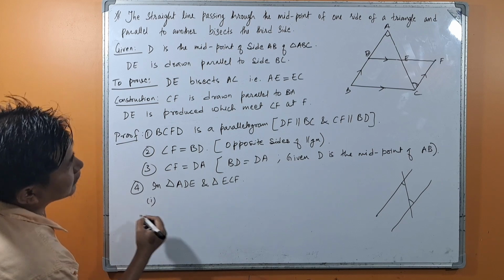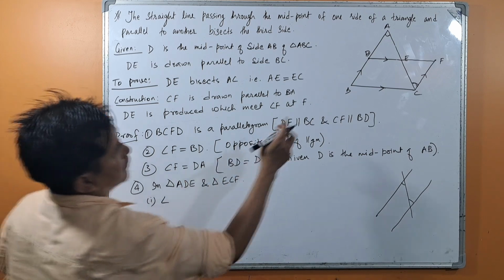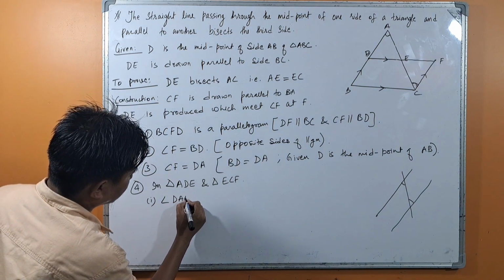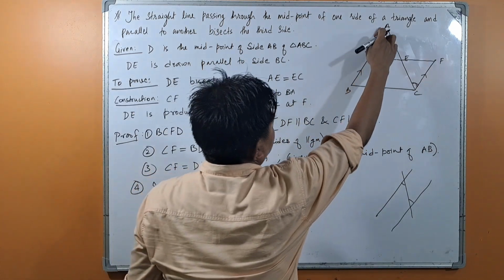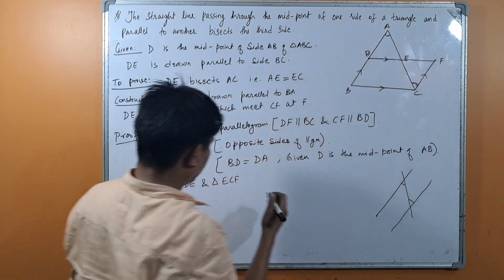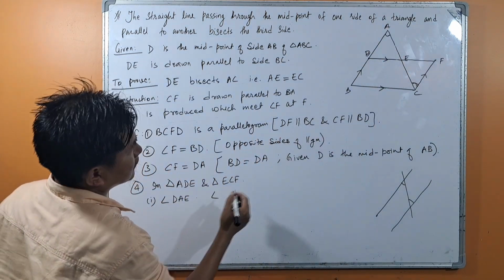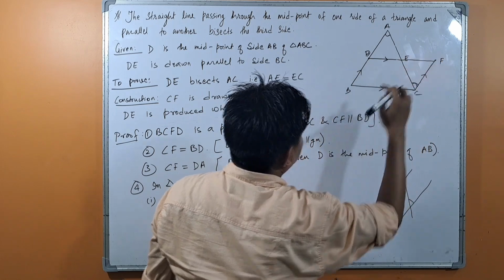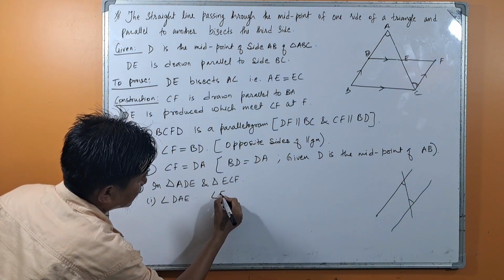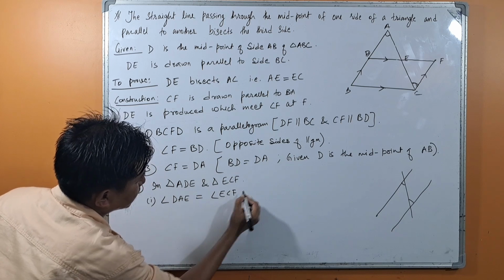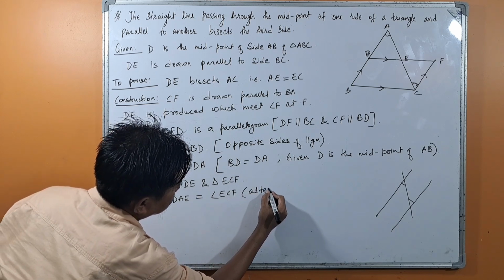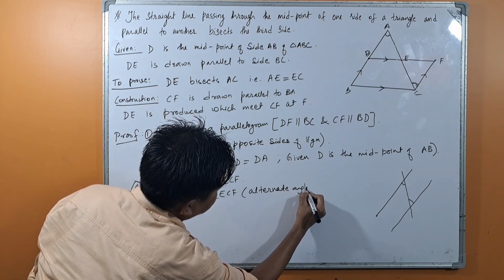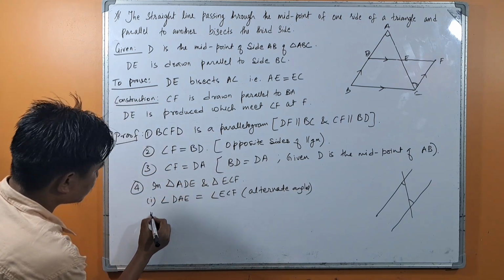Number 1 of 4. Angle DAE of triangle ADE and angle ECF of triangle FEC will be equal because they are alternate angles. Alternate angles are equal to each other, isn't it?